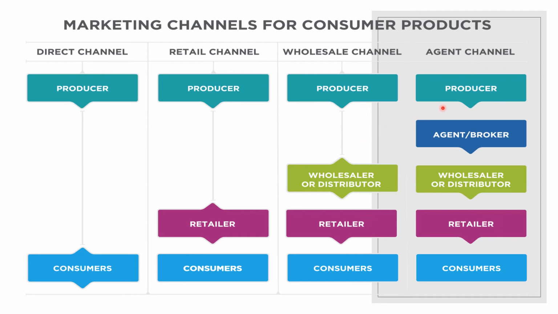And the last one, the longest channel, the agent channel. The producer sells to commission agents or brokers who sell to wholesalers or distributors, and they sell to retailers, and retailers sell to consumers. So this is the longest channel. And this is the shortest channel, the first one, the direct channel.